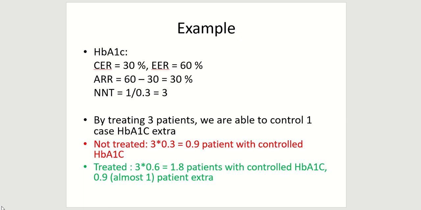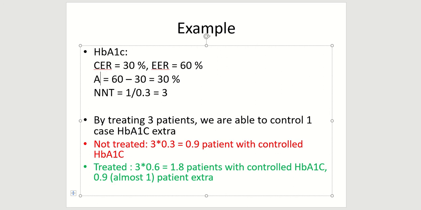Let's look at the HbA1c. So the control event rate in the non-treated is 30% only, on good HbA1c. But when you treat them, you go up to 60%, and therefore the absolute benefit increase is 60 minus 30 equal to 30%. And therefore, the number needed to treat is 1 over 0.3, which, if you round up, is 3.